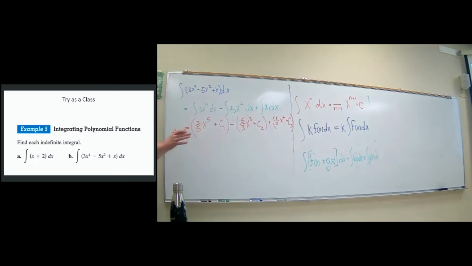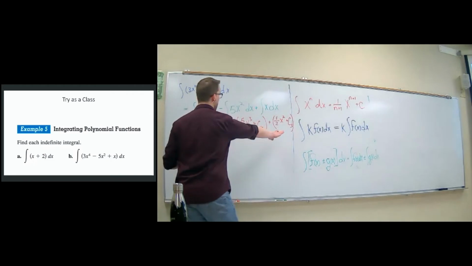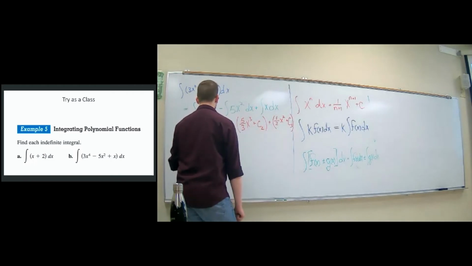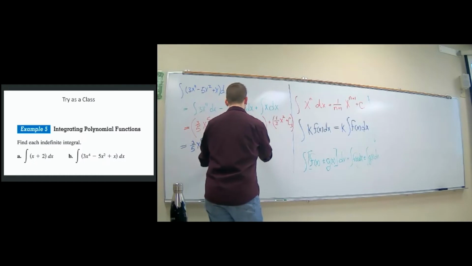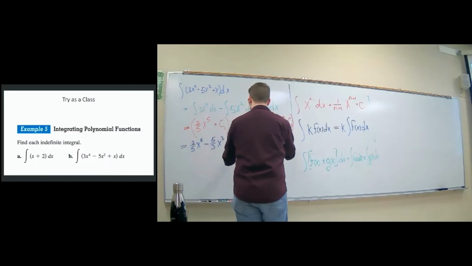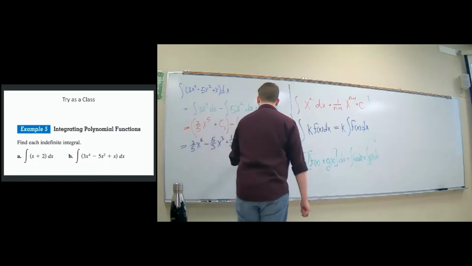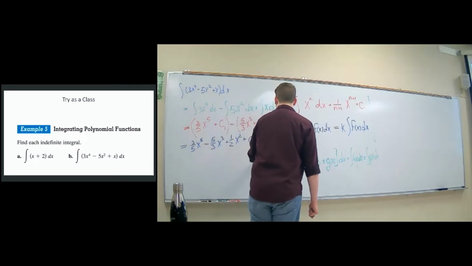Now notice we can drop all of these parentheses, right? So let's go ahead and drop all of them, and rearrange it so that all of our constants are at the very end. Here we're going to have 3/5 x to the 5th minus 5/3 x to the 3rd plus 1/2 x to the 2nd plus C1 minus C2 plus C3.